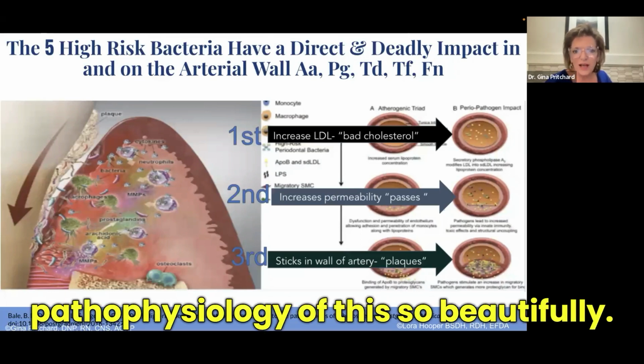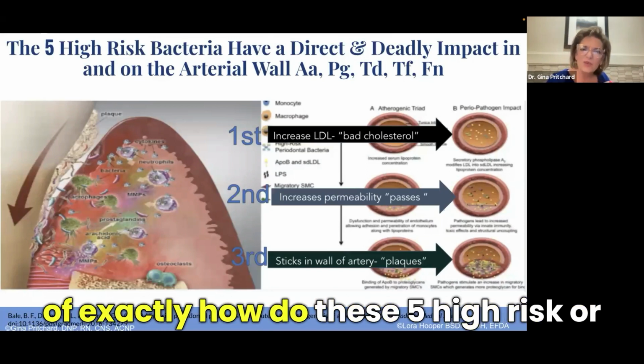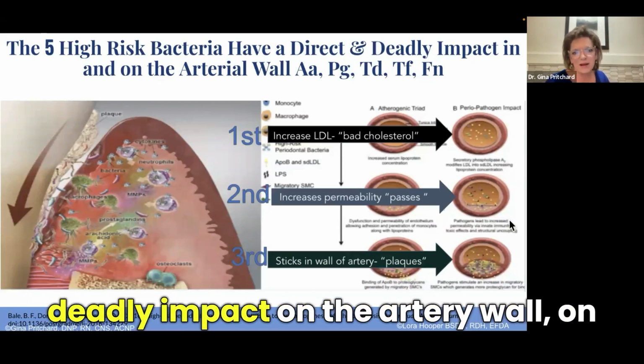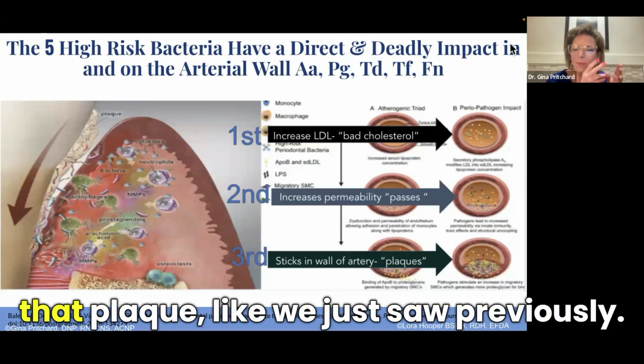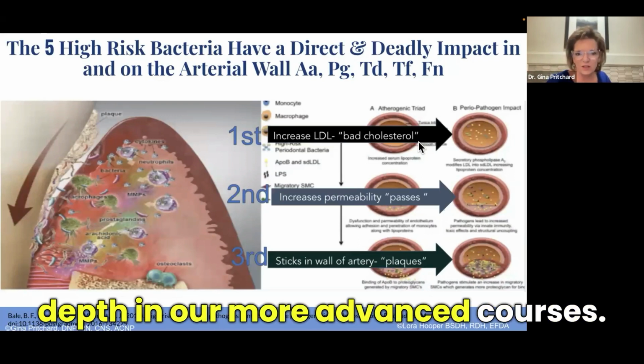So doctors Bale and Doneen and Vigerust were the first to describe the pathophysiology of this so beautifully. And they call this the atherogenic triad of exactly how do these 5 high risk or dangerous bacteria have a direct and deadly impact on the artery wall, on that plaque, like we just saw previously. Well, 3 ways. Just briefly, we'll go into this more in depth in our more advanced courses.